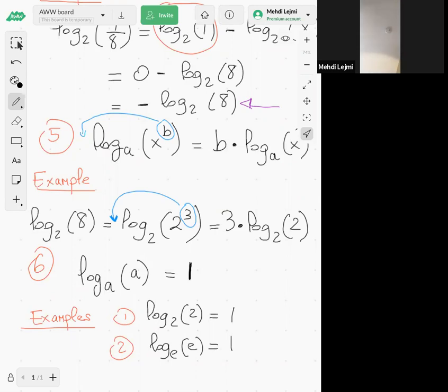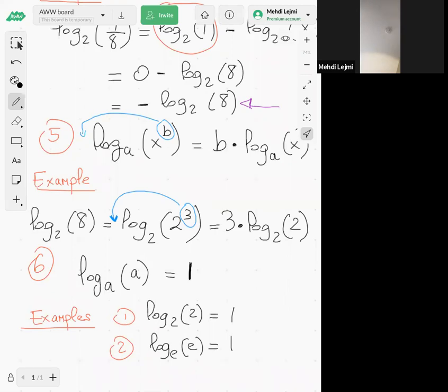And that's because you can solve this log in base A of A: you apply exponential to both sides, and the solution would be 1.